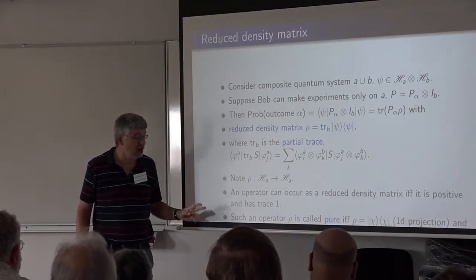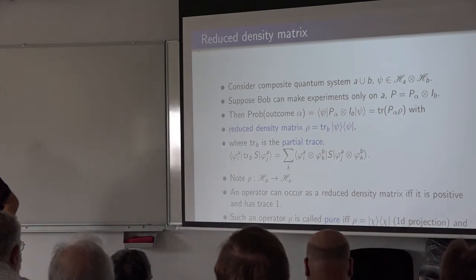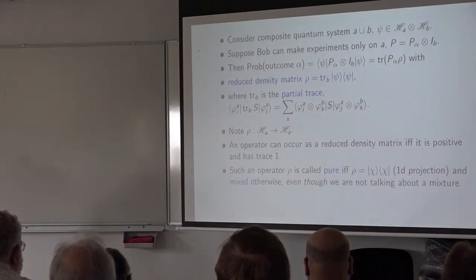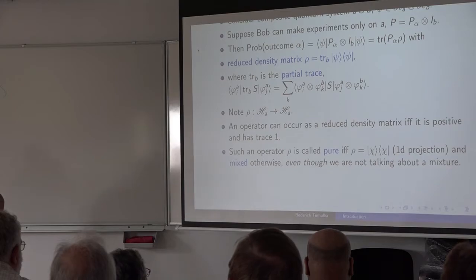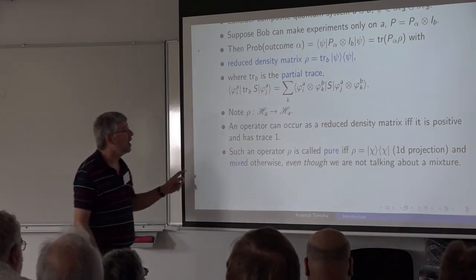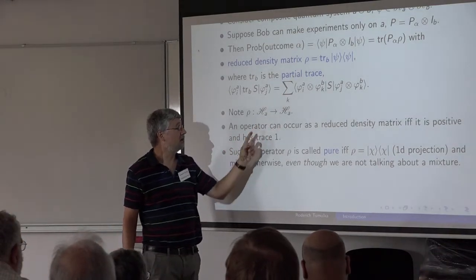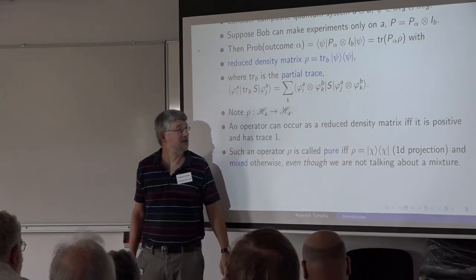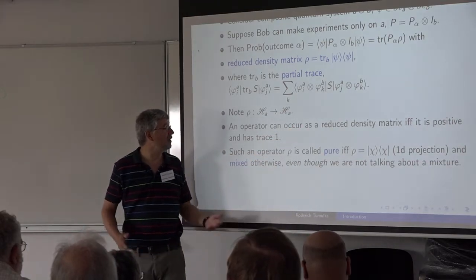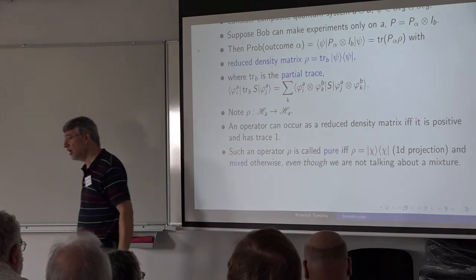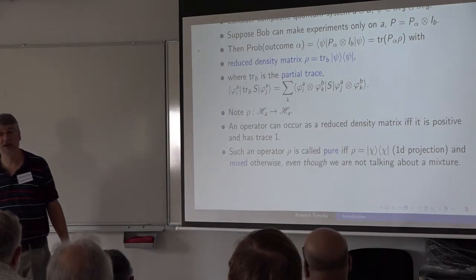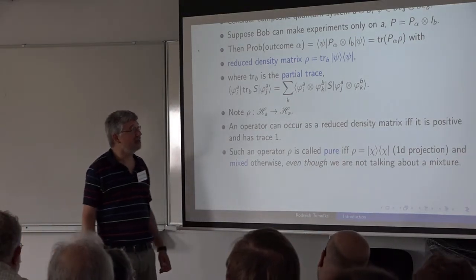Good. And that's called the reduced density matrix. People say you've traced out the B system. Now, an operator on the A Hilbert space can occur as a reduced density matrix if and only if it is positive and has trace one. So again, it's the same class of operators which are called just density matrices.